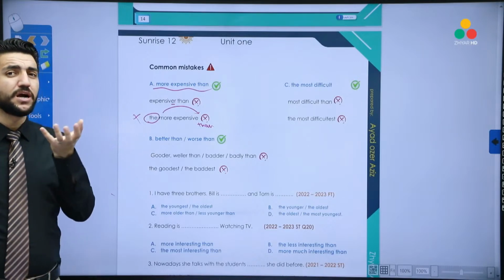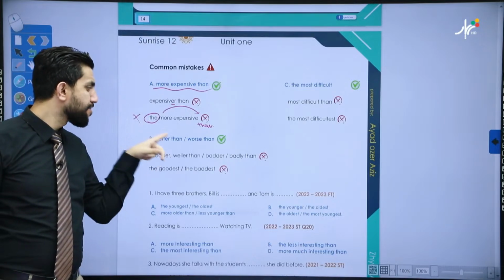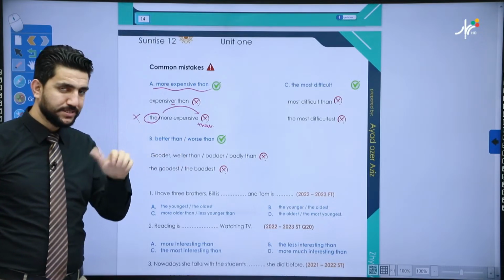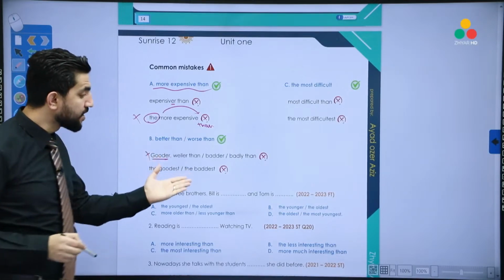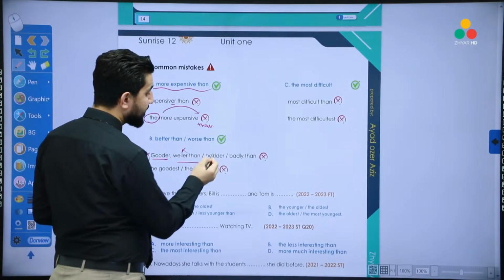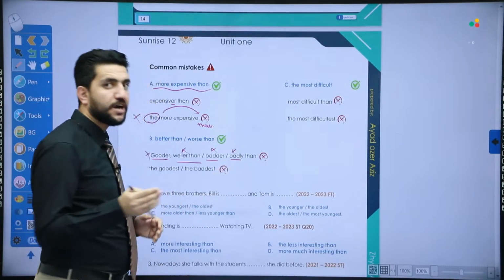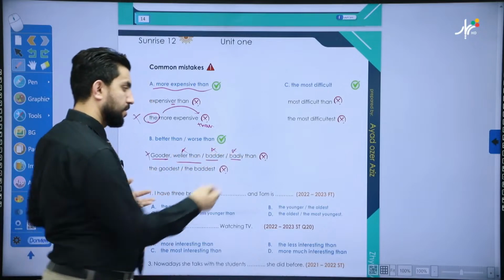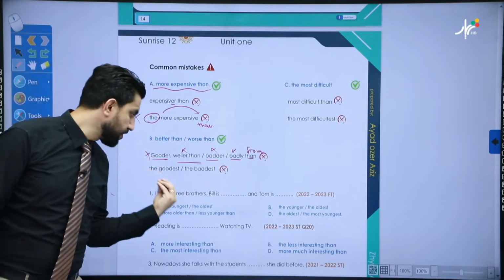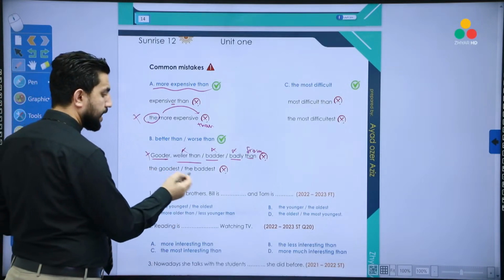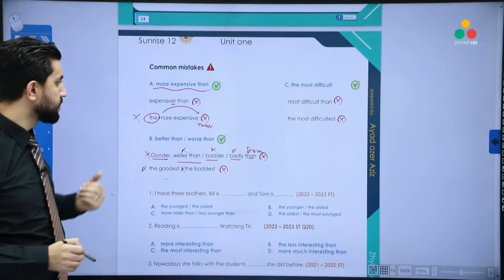What about some irregular ones? We have some irregular common mistakes when it comes to comparative and superlatives. So for example, better than, correct. Worse than, correct. This one, we don't have any problem. But gooder, we never have this one in English. Weller than, we never have it. Badder, never. Badly than, badly is an adverb. We're talking about comparative with than. It could be than, it could be from, as we talked about at the beginning. The goodest, that's absolutely wrong. And the baddest, they are all wrong. We don't use it this way.